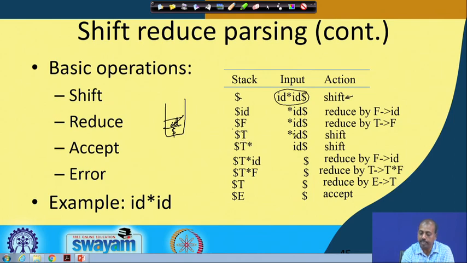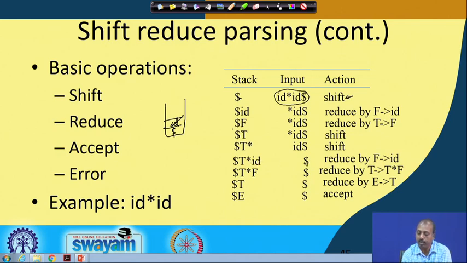Now, getting T at the top of the stack and star as the next input, somehow we take a decision that we will shift this star into the stack. So, this star is shifted into the stack, and then looking at this star and ID, the parser takes a decision that I will do a shift operation. So, this ID is shifted into the stack.